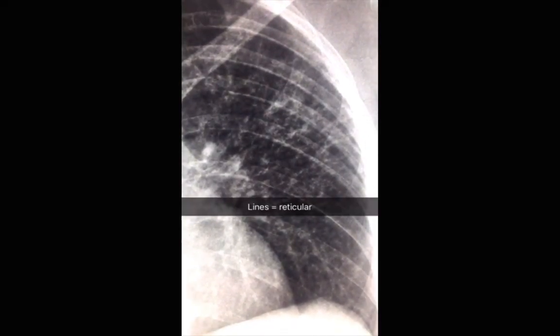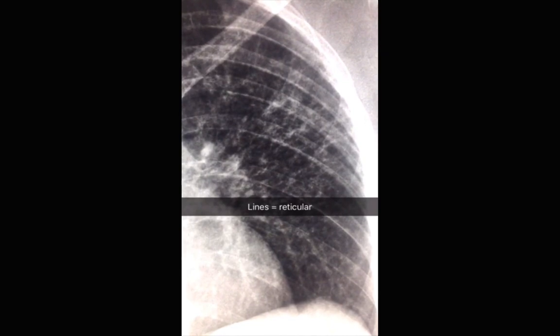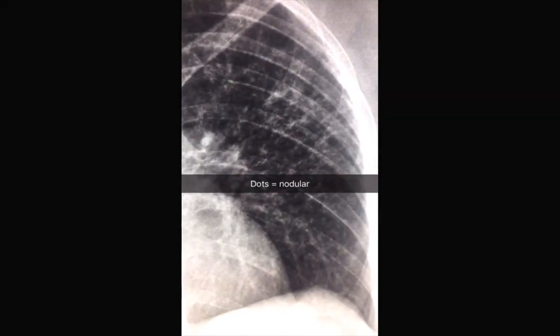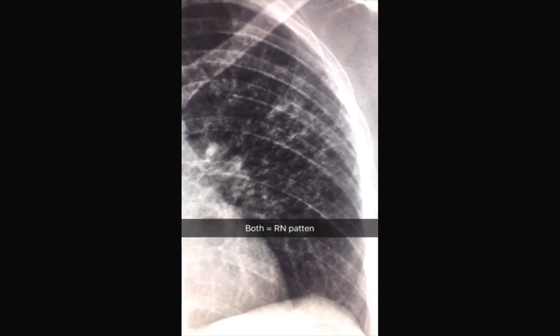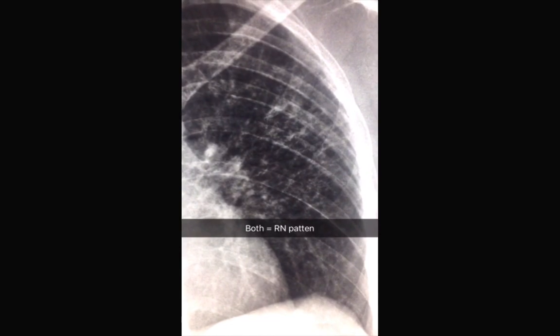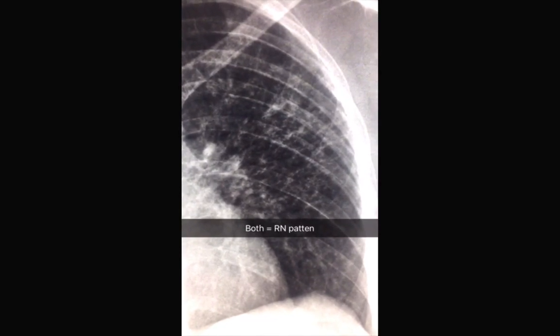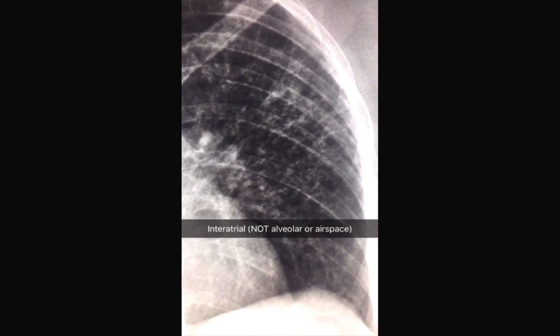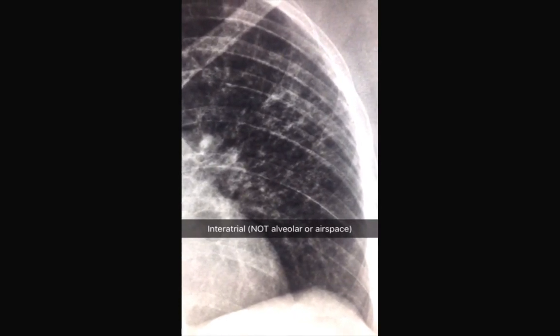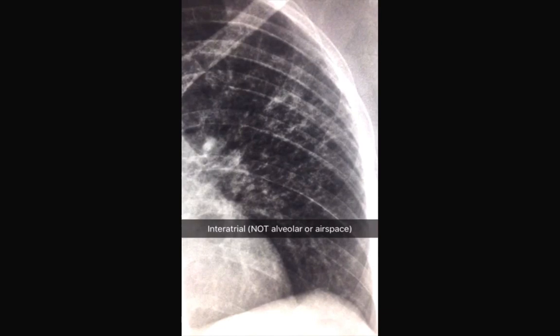If they look like lines, we call these reticular opacities. If they look like dots, we call these nodular opacities. And if you see both, as we see here, you're going to call this a reticulonodular pattern. So if you see reticular, nodular, or reticulonodular opacities, you're talking about interstitial lung disease.